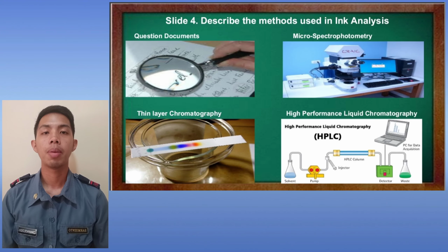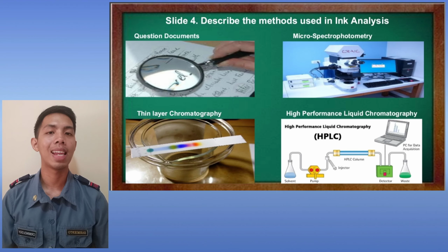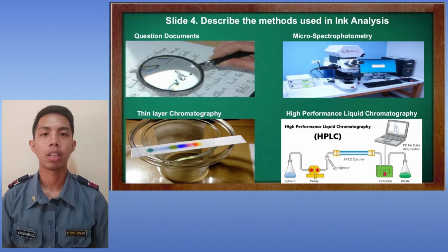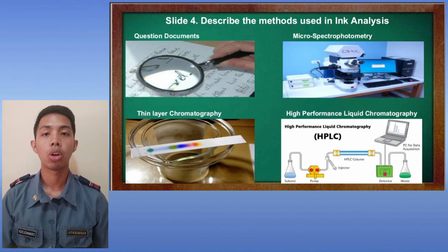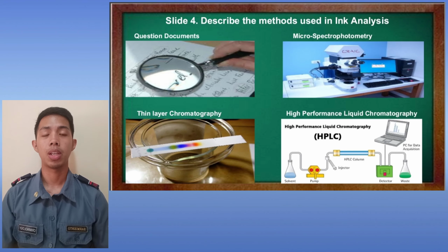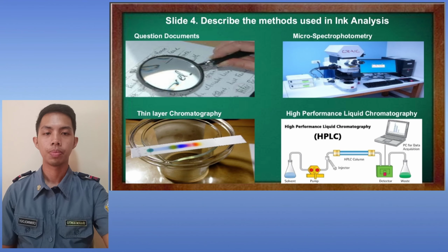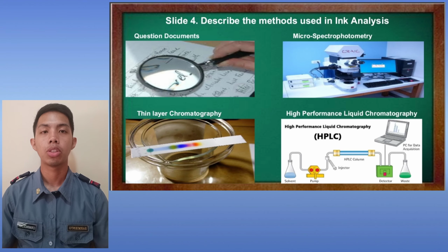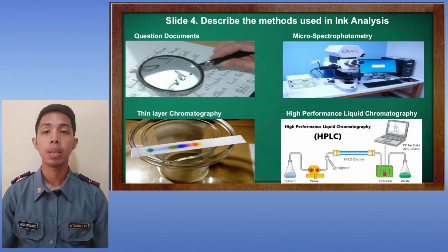Fourth slide, describe the methods used in ink analysis. Ink analysis may be an important part of the investigation of questioned documents, including forged checks, wills, or altered records. Although all blue or black inks may look the same, there can be some important differences in their chemical composition. This can be revealed by laboratory analysis, and the result can help assess whether there has been an addition or alteration to a document. Analysis of the document under the microscope can be informative as a first step.